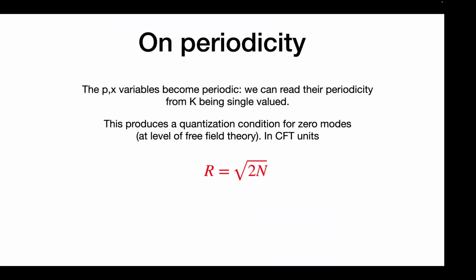So the P and X variables became periodic, and we can read the periodicity from k being single-valued. If you try to understand the quantization condition that you get for the zero modes at the level of free field theory, in conformal field theories, you come up with something that's the square root of 2n. So this is a statement about how the periodicity of the zero modes that you inherit becomes reflected in the radius of a conformal field theory.